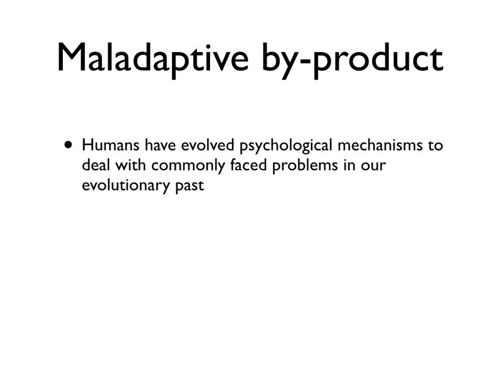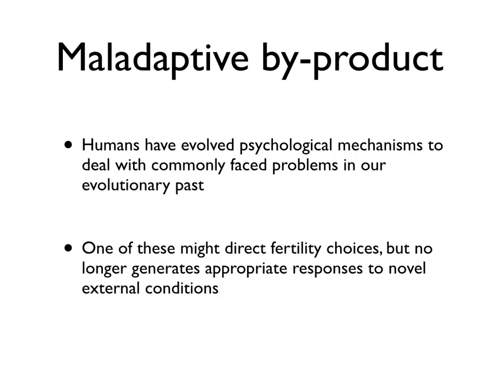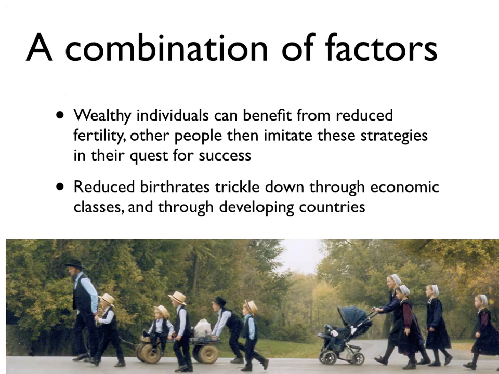Okay, so that's culture. What about our evolved psychology? Well, the maladaptive byproduct hypothesis says that humans have evolved psychological mechanisms to deal with commonly faced problems in our evolutionary past. We discussed this in our previous lecture. One of these might direct fertility choices. So we might be experiencing something in the environment that signals to us, to our evolved psychologies, decreased fertility. But we don't really have any hypotheses for what that might be, but it's possible that our evolved psychologies are misfiring in modern environments in some ways.